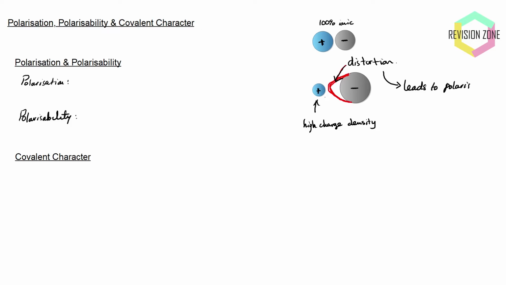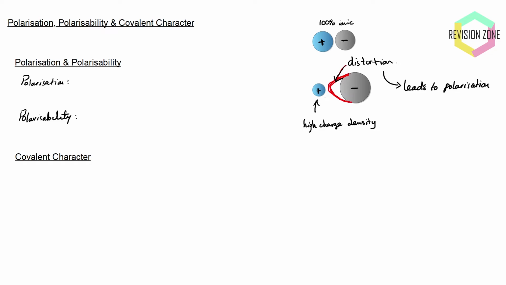You can think of it in terms of a balloon, or even a ball, a football, or something inflated with air. If you squeeze the ball, you distort the shape of the ball. It is no longer spherical, and that's what's happening here. It is now distorted going across. It's no longer round. And that leads to polarization, as I mentioned. So polarization always occurs due to the positive ion.